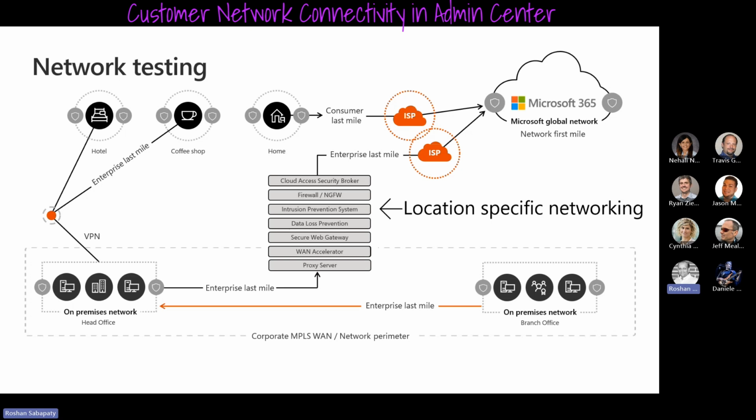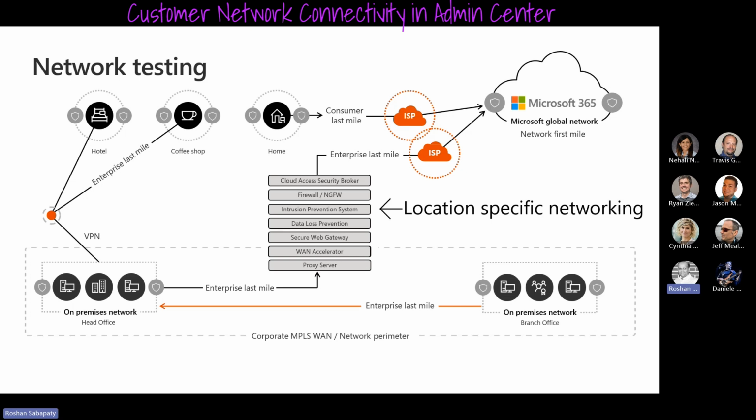You may also have users outside your head office, like users in a hotel or in a coffee shop. They're also connecting to the enterprise last mile, using additional links like VPN to connect back to it. So they come into the head office, they go through the same enterprise last mile, the same central stack of devices at the network perimeter, and then they go on to the ISP and the Microsoft network.